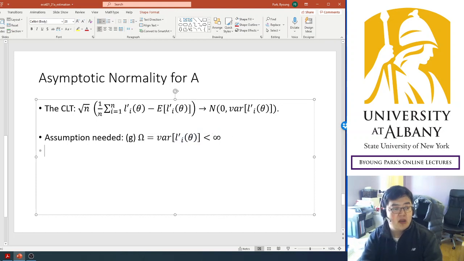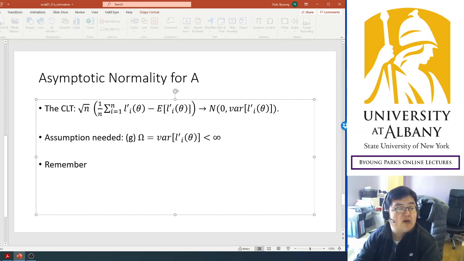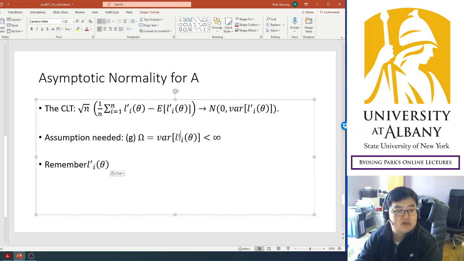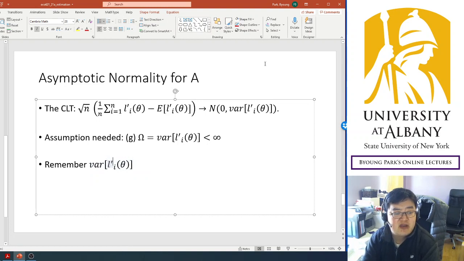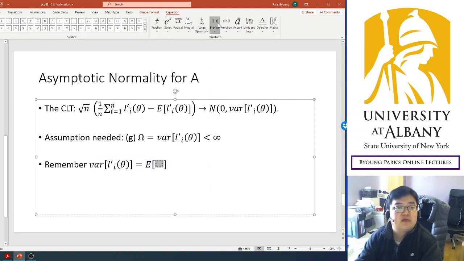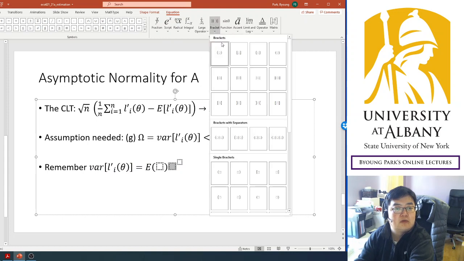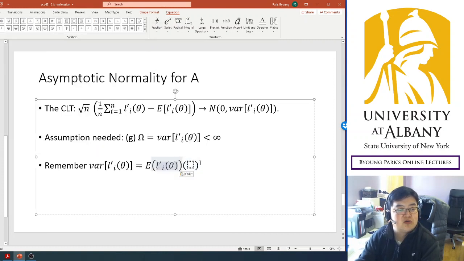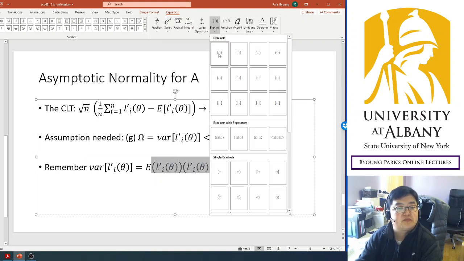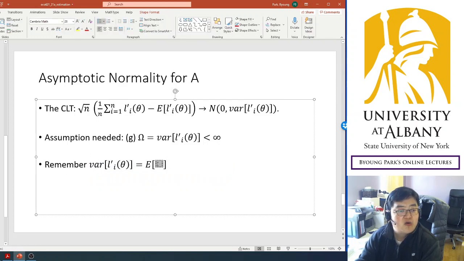Remember, what I wanted to show you here is, so this variance, the variance is defined, as you know, as expectation of large bracket, small bracket, and so what I want to show you here is this.